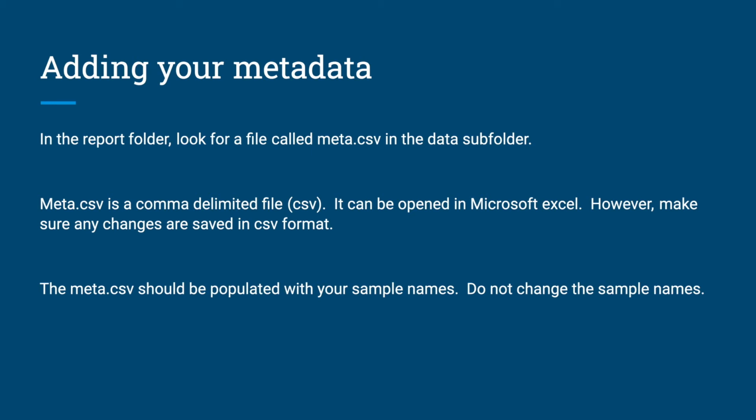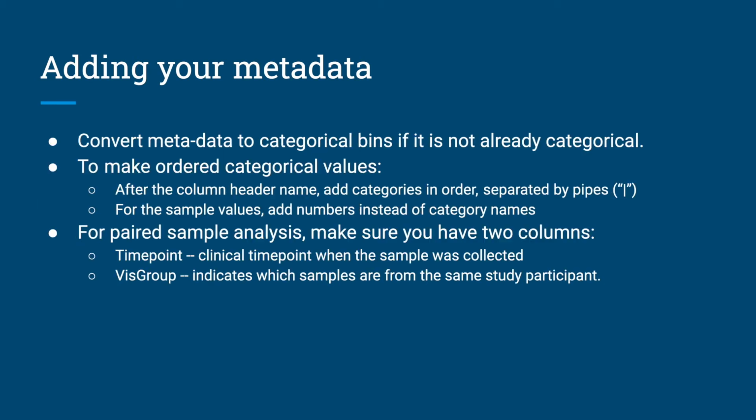To add metadata to your VisualizIRR report, you will add columns to the meta.csv file. There are three main points about adding columns that I'll summarize here and then show you with a sample meta.csv file. First, to facilitate comparisons, metadata should be converted to categorical bins if the data isn't categorical already.